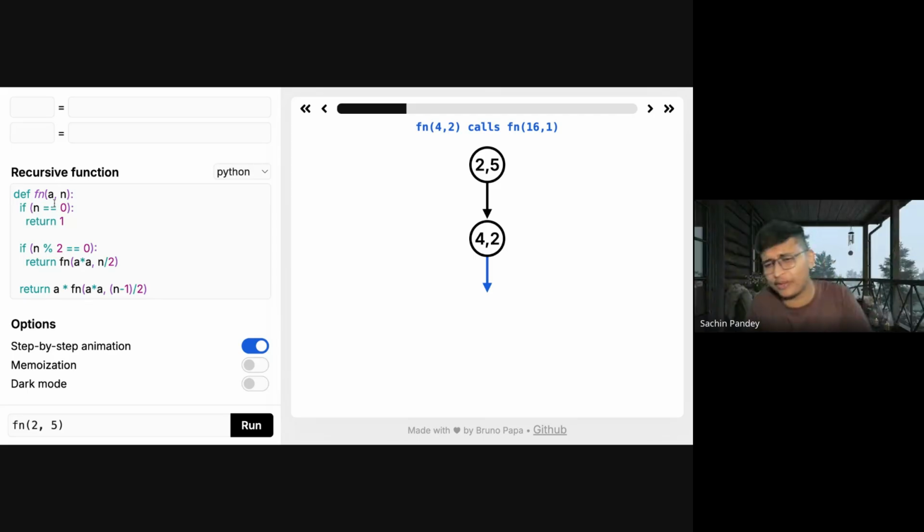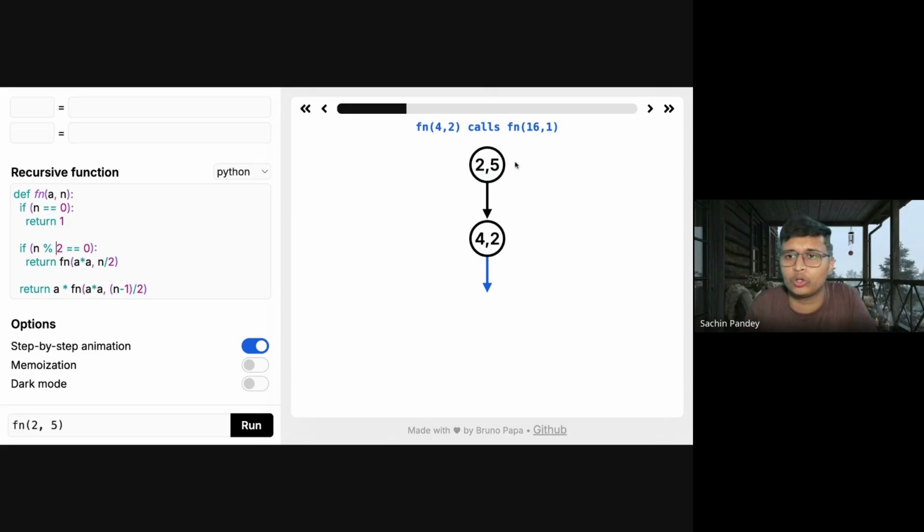Okay, it's just for visualization. Generally, whatever problems you solve, just have a recursive leap of faith. That will make your work 10 times easier. Then you have a comma n. So that is 4, 2. A is equal to 4, n is equal to 2. Is 2 equal to 0? No. Is 2 modulo 2 equal to 0? Yes. So it will call a into a comma n by 2.